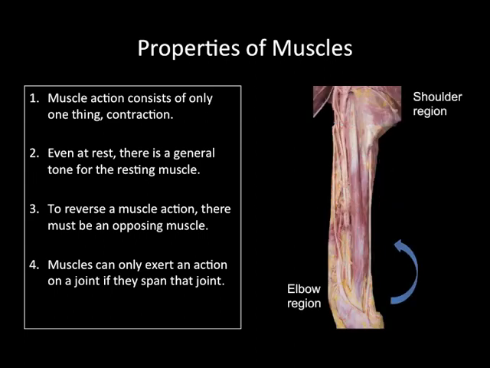Muscle action consists of only one thing: contraction. For example, here's an image of a dissected biceps brachii muscle. For the muscle to help flex the elbow, indicated by the curved arrow, the muscle must first contract and shorten, indicated by the double-headed arrow.